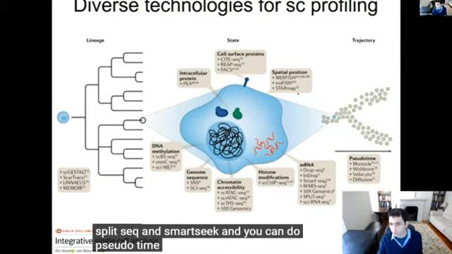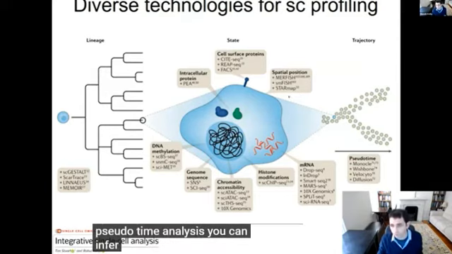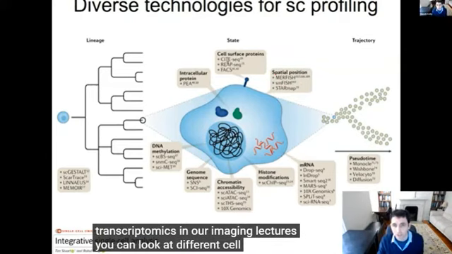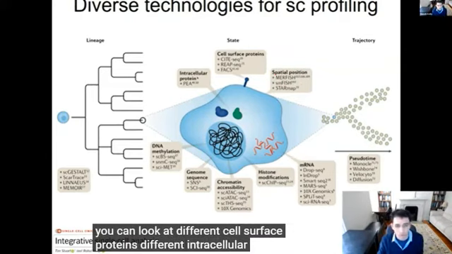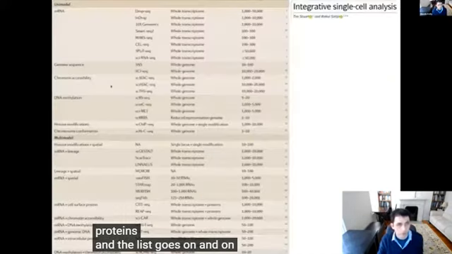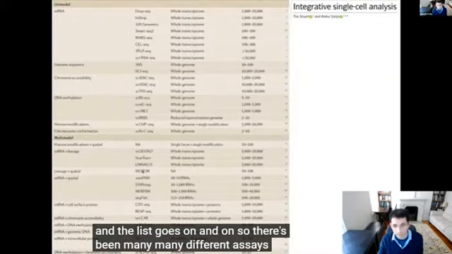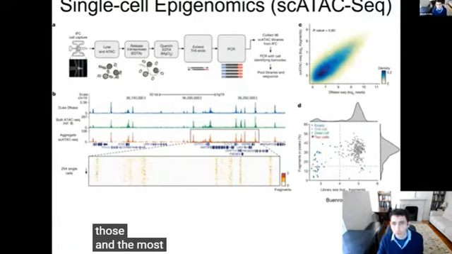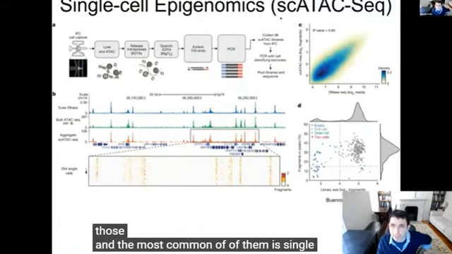And then you can do pseudotime analysis. You can infer spatial positioning. And we're going to talk about spatial transcriptomics in our imaging lectures. You can look at different cell surface proteins, different intracellular proteins, and the list goes on and on. So there's been many, many different assays. I encourage you to read up on those. And the most common of them is single cell ATAC-seq.